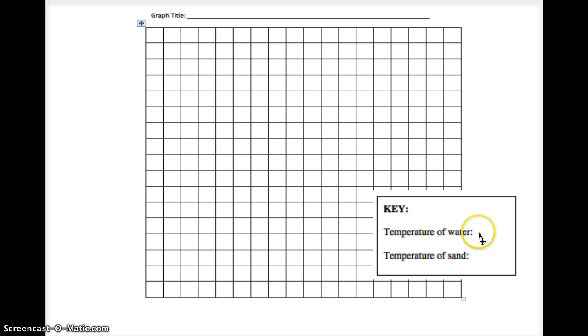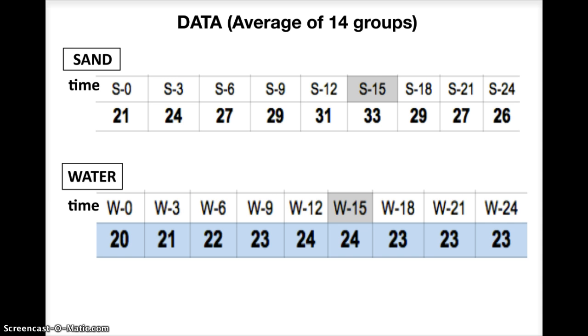As you plot your data, please use 2 different colors. Make a key here to show which represents the temperature of the water and which represents the temperature of the sand. And lastly, here is the data you'll be plotting. So pause the video when you need to. For sure, pause it here so you can plot your data.